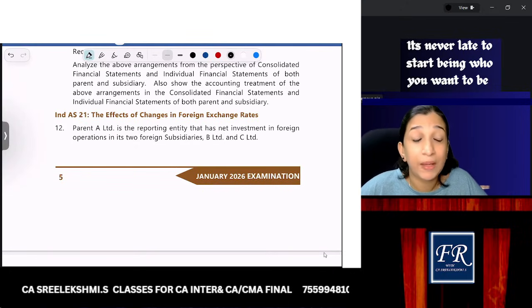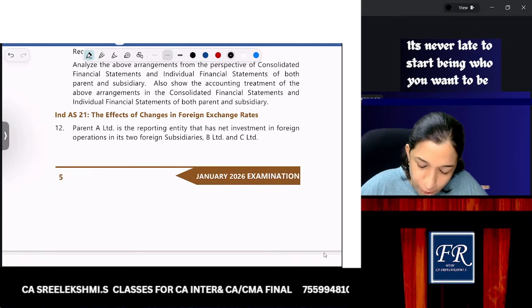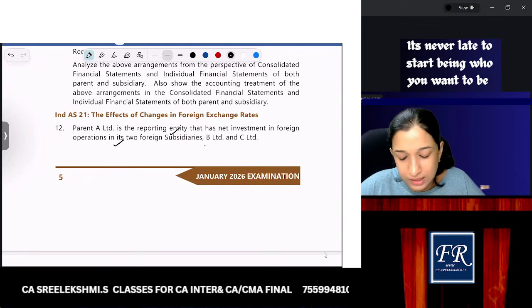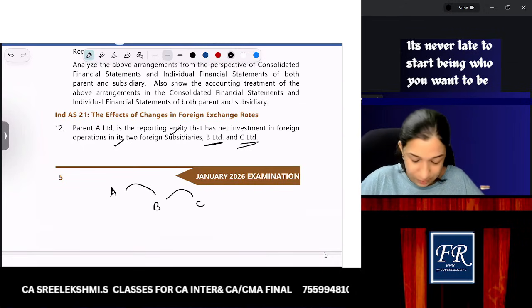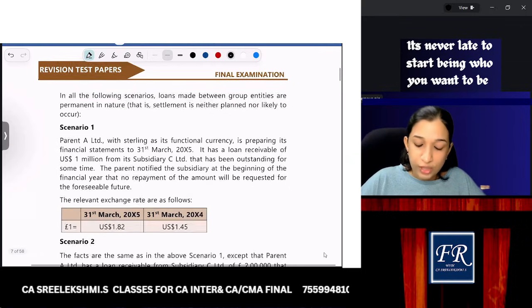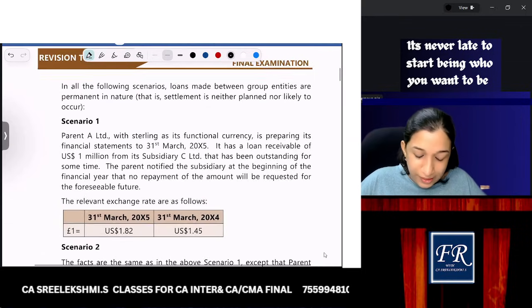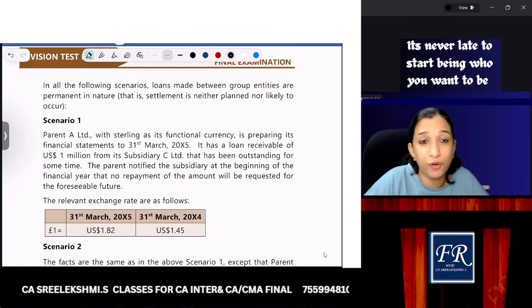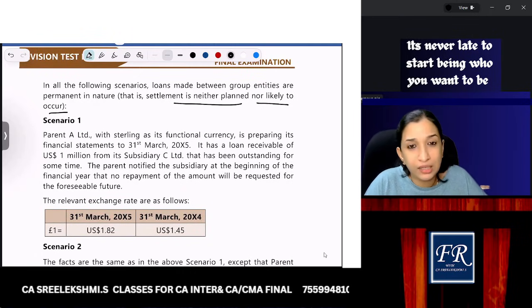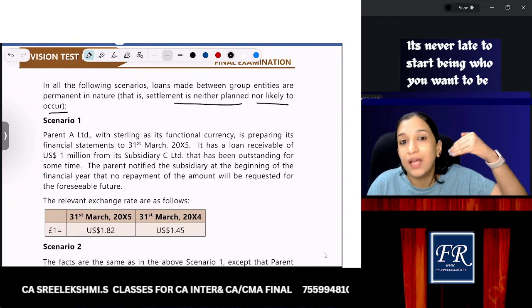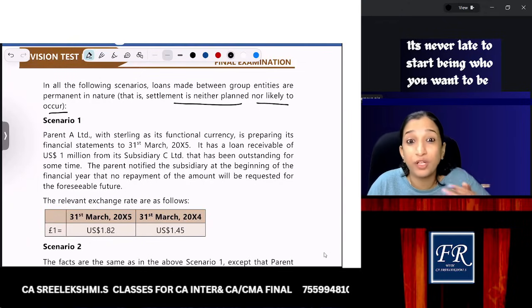Let's read the question. Parent A Limited is the reporting entity that has net investment in foreign operations in 2 foreign subsidiaries, B Limited and C Limited. So there is a parent company A Limited and 2 subsidiaries B Limited and C Limited. In all the following scenarios, loans made between group entities are permanent in nature. Do you remember this provision? When the settlement is neither planned nor likely to occur, the loan given by the parent to subsidiary should form part of net investment in foreign operation.